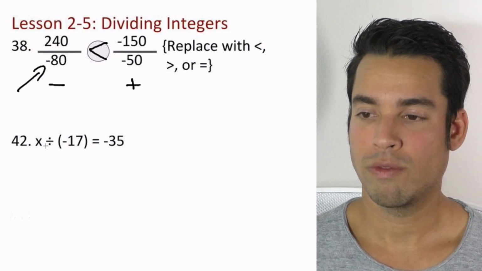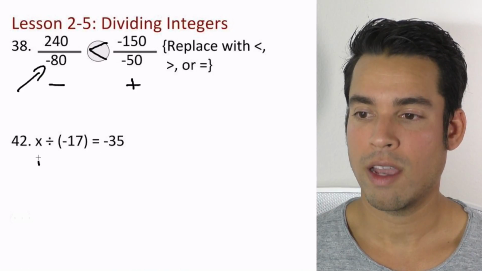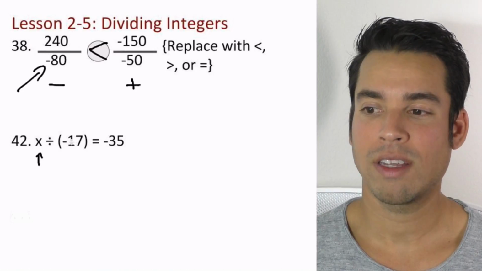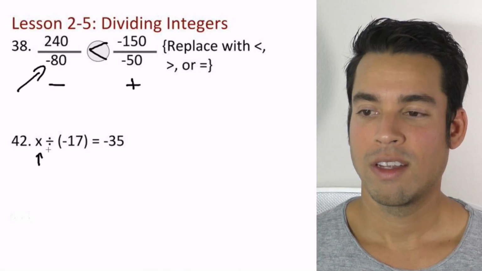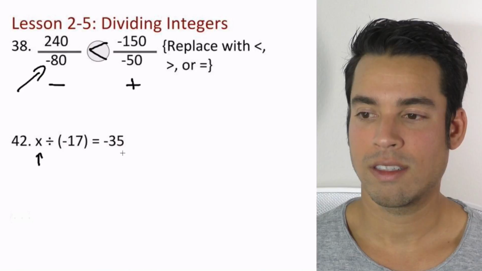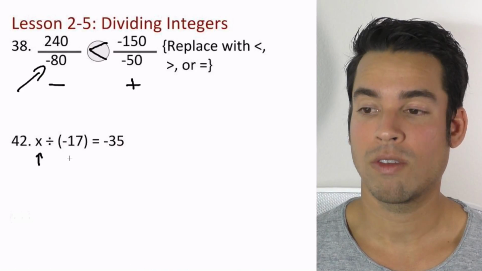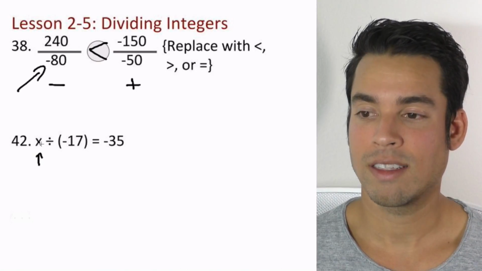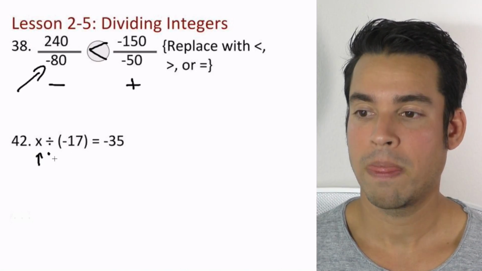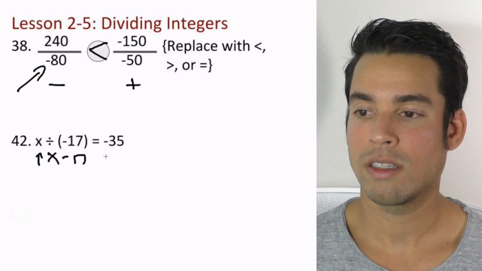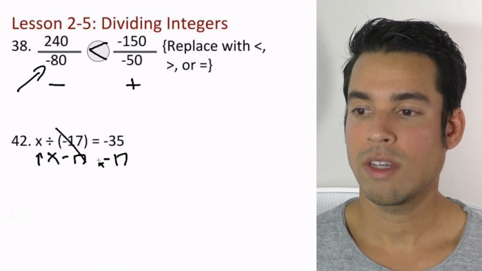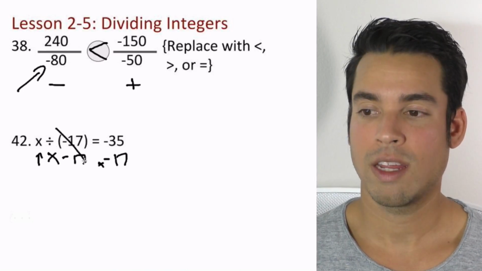Now let's go on to 42. 42, we're solving for x here. So we're saying what number divided by negative 17 gives us 35. Now the way to solve this is we want to get this negative 17 out of there. We want to do something called variable isolation. So we do the opposite of this operation. X is divided by negative 17. We multiply both sides by negative 17. Okay, we're going to multiply this. This cancels out. These are opposite operations. So we're just going to have x over here.